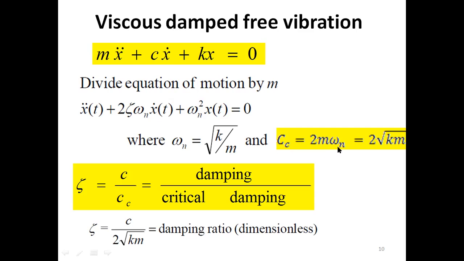If we put for the omega n, which is under the root k by m, then we could rewrite this equation as 2 under the root km. So this is actually the mathematical model for the critical damping. We also defined zeta. Zeta is the damping ratio, and it is the ratio of the damping in the system to the critical damping. And for the critical damping, we have this model.